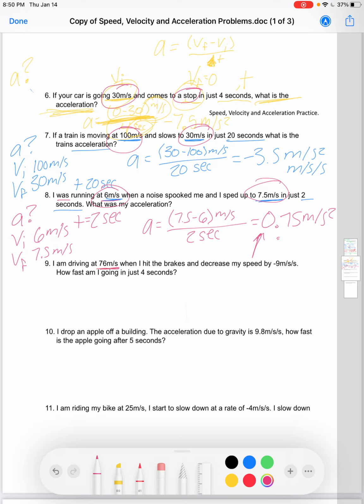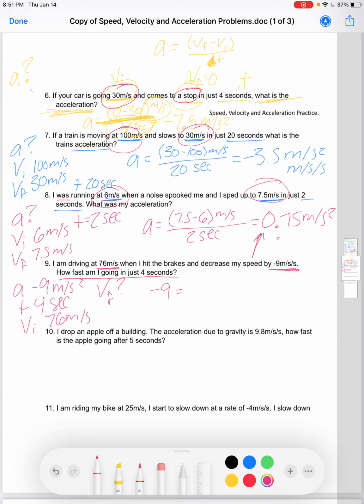Okay, I am driving at 76 meters per second when I hit the brakes and decrease my speed by negative 9 meters per second. How fast am I going in just 4 seconds? So I'm actually looking for, since we got acceleration, so I know my acceleration, negative 9 meters per second squared. I got my time, which is 4 seconds. And I have my initial velocity because I was going 76 meters per second. And now I'm looking for my final velocity, okay?